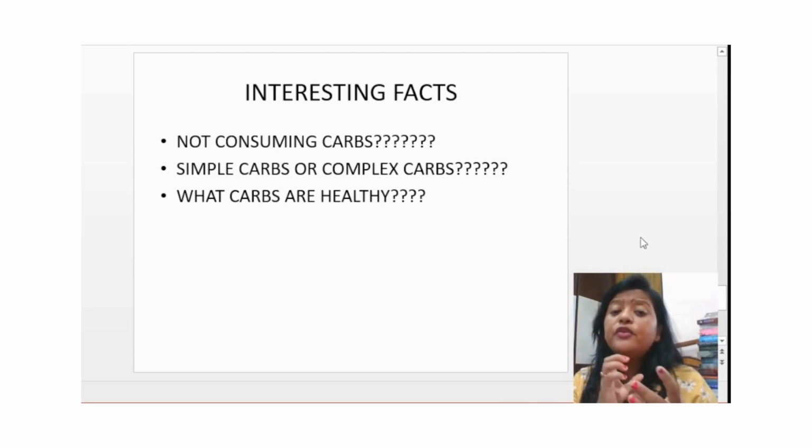But if you are not consuming carbohydrates, what is happening? The body is trying to use the proteins and fats. Now, coming first to the fats part. If the body is using fats as a source of energy, the fats are being broken down into ketones. That means ketosis is occurring here.